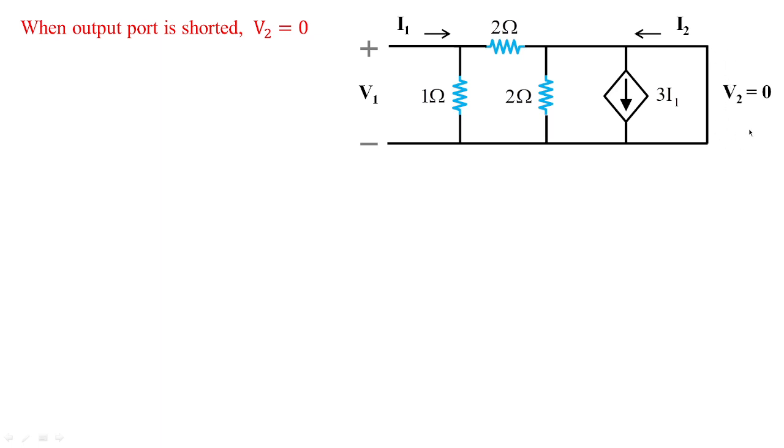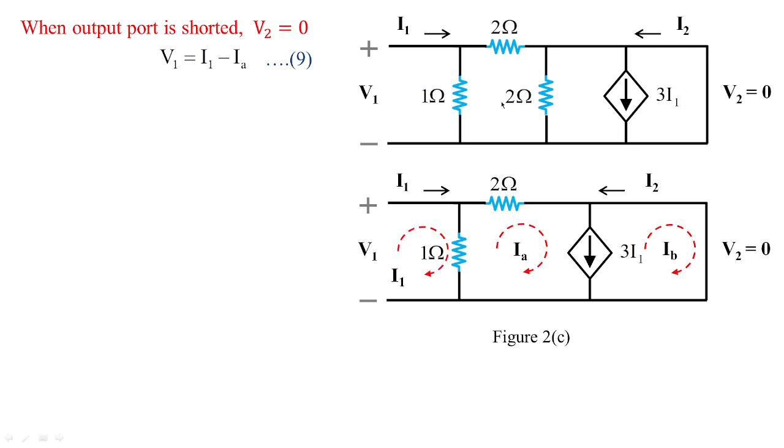For that, I'm going to short circuit the output port, and I1 can be obtained, which is equivalent to I1 minus IA. What is this IA? IA is the assumed loop current over here, and IB is the assumed loop current over here. So we are going to take loop 1: V1 plus 1 times I1 minus IA equal to 0. With that, we are going to get equation 9 as V1 equal to I1 minus IA. I hope you understood this equation. Now, when you talk about this loop and this loop, 3I1 is shared between IA and IB, and this becomes a super mesh.